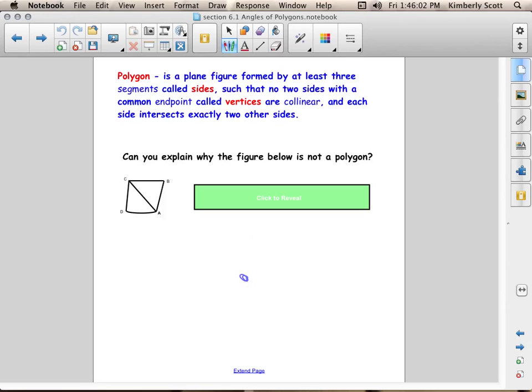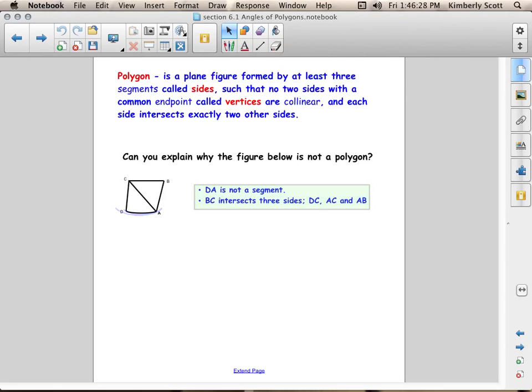Can you explain why this figure is not a polygon drawn below? Well, there's actually a couple of reasons. This line right here, being there, means that A and C both have more than 2 sides at a vertex, which is not allowed. And also, if you notice real closely, DA is actually curved a little bit, so it's not actually a line segment. Okay, let's see if I got that right. Yay, I'm smart. All right, let's go on.